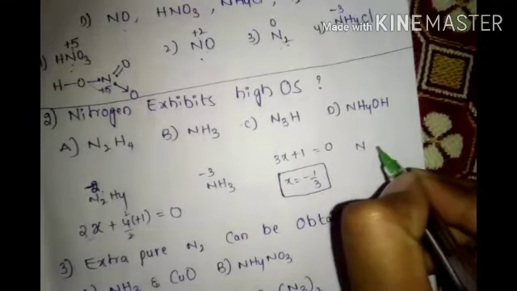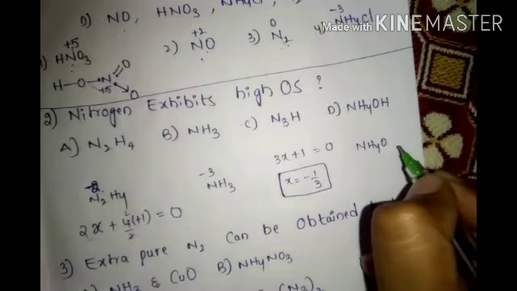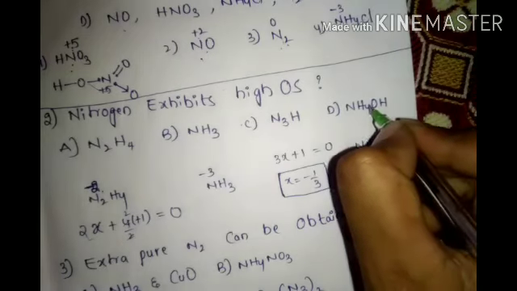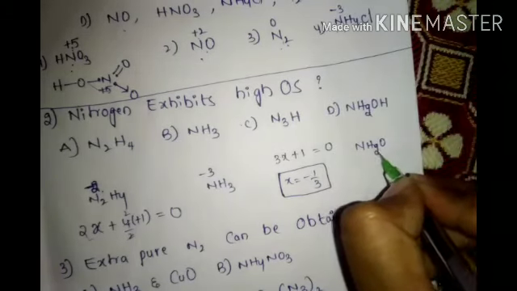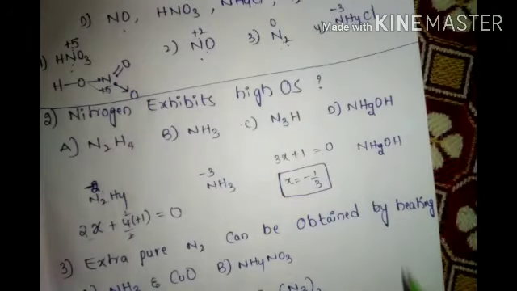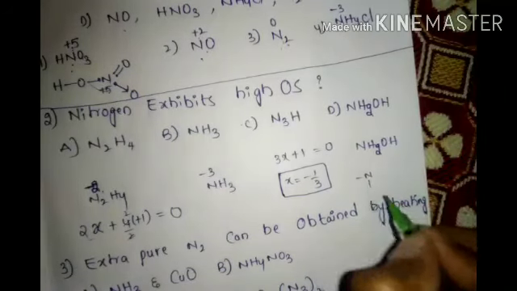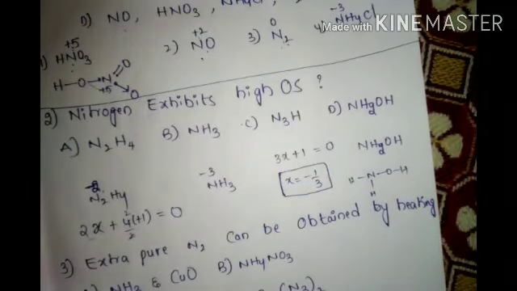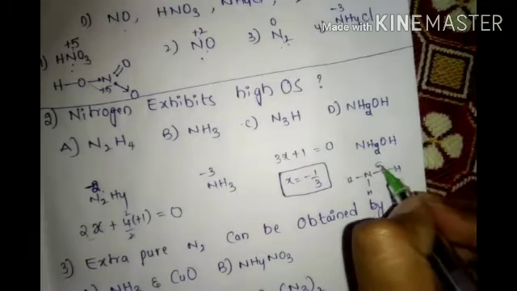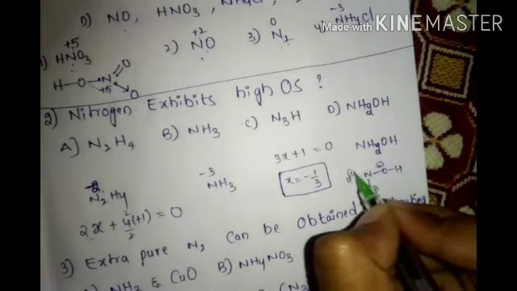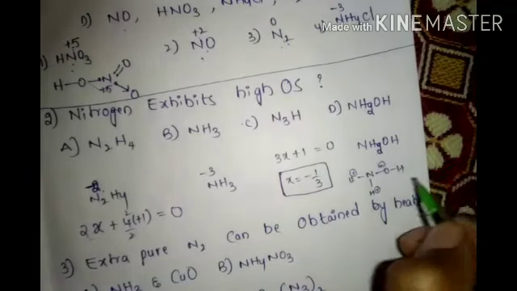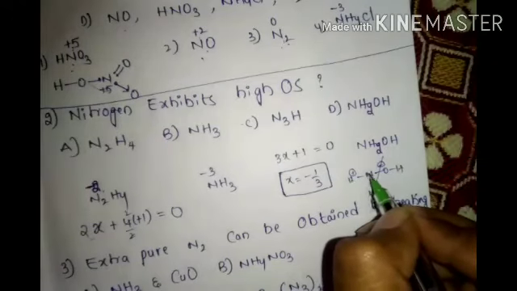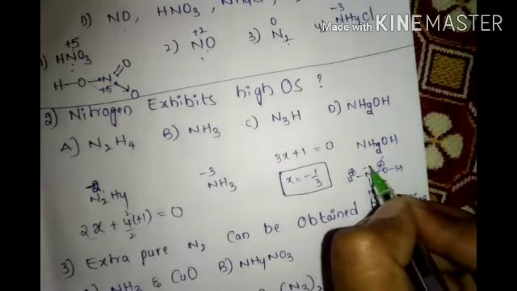NH4OH, simply NH2OH, option I taken wrong. NH2OH. So structure is NHHOH. This is negative, positive. So positive, negative, cancel it. This is cancelled. And one plus H is there. Plus 1. So automatically nitrogen is -1.